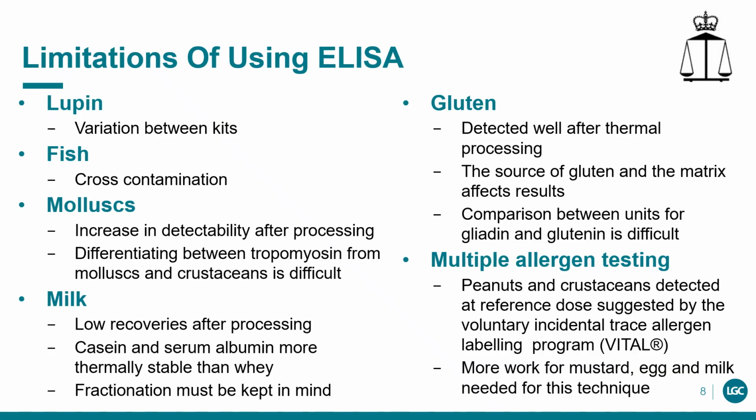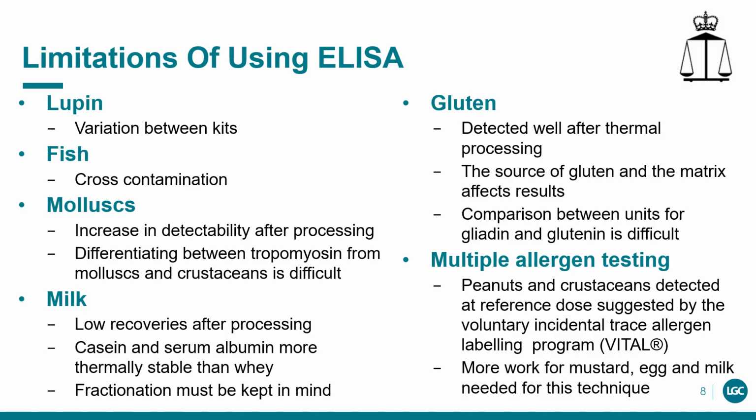Gliadin and glutenin are two allergenic target proteins in gluten. However, comparison is difficult as their units are hard to convert between. Casein, serum albumin, and whey are all milk allergens. However, whey has been seen to be significantly less thermally stable than the other two. Additionally, the production of some milk products involves fractionation, in which only some portions, e.g. casein, are included in the product. Therefore, it is essential that kits targeting the correct proteins are used.